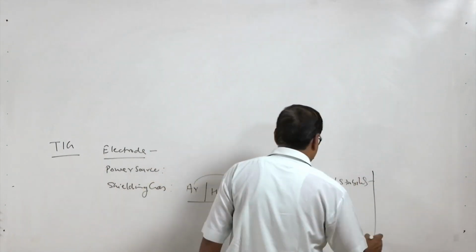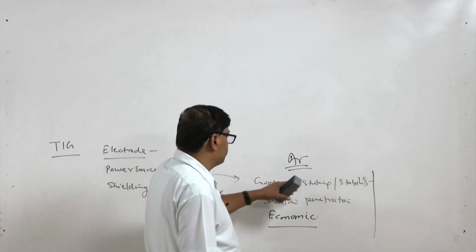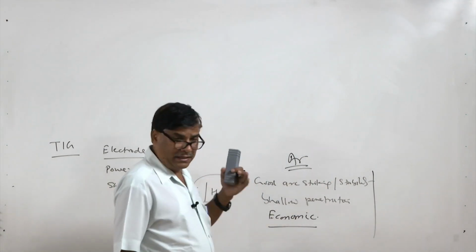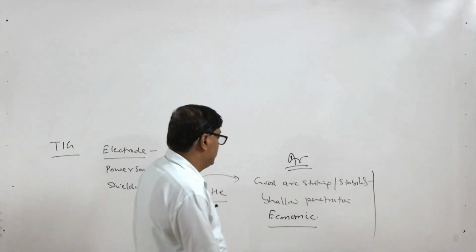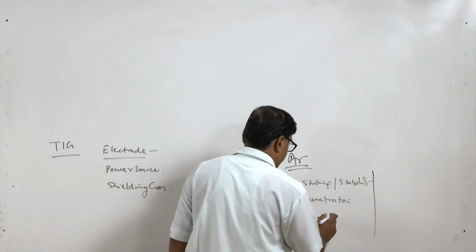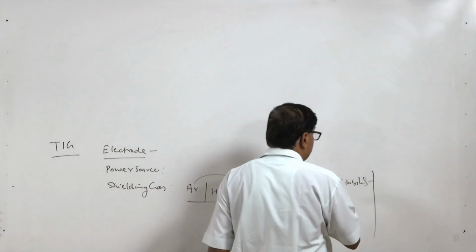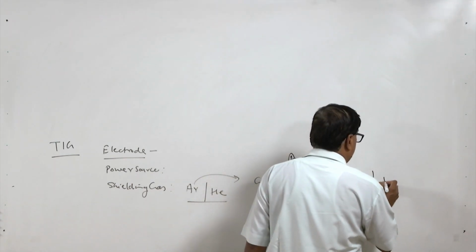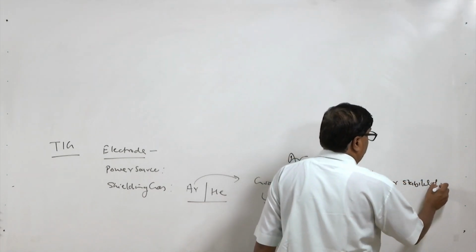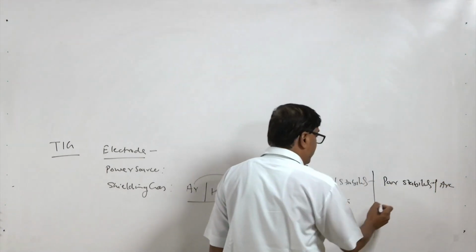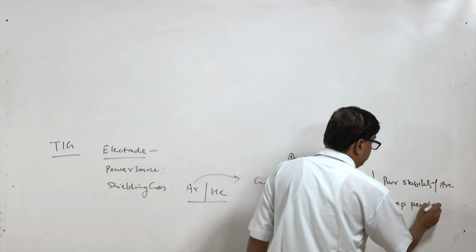All these factors are for argon: low ionization potential offers very good arc stability and arc initiation, shallow penetration, and economy because of the lower cost of argon. On the other hand, higher ionization potential results in somewhat poor stability of the arc, and very deep penetration is produced when helium is used.